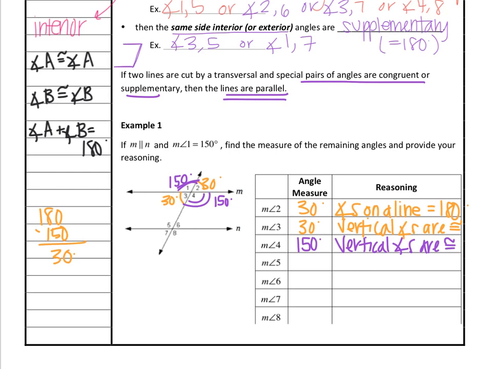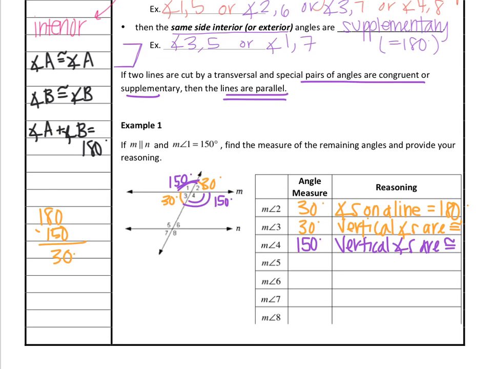Next up, we've got angle 5. Now, angle 5 gives us a little bit of a trick here. It's all the way down here at the bottom, a brand new pair of angles. However, remember the fact that we have lines that are parallel. When you have lines that are parallel, always try to look for a forward Z or a backward Z first. If you can find it, that means you have a special pair of angles, being that they're alternate interior.